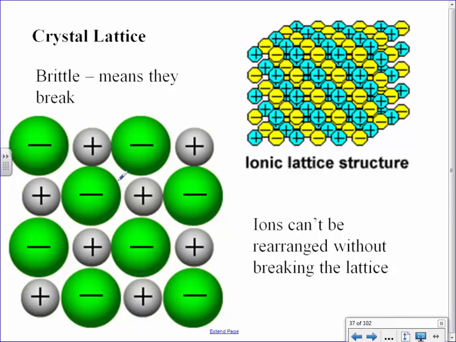If we want to describe its shape, the shape we use is called a crystal lattice, where you have this interlocking shape of positive, negative, positive, negative, negative, positive, negative, positive. Okay. Now, these things, although they are solid, there is one problem with them.